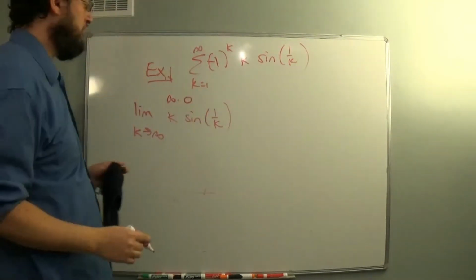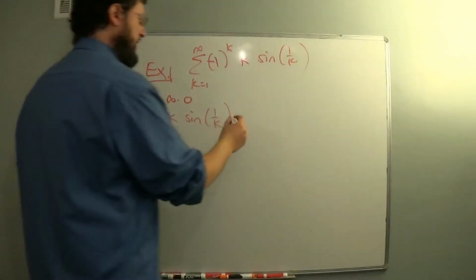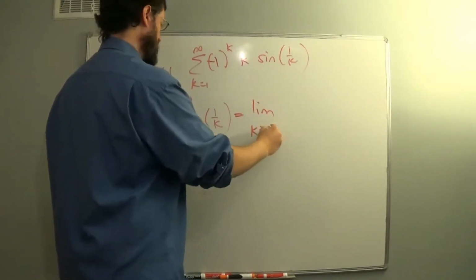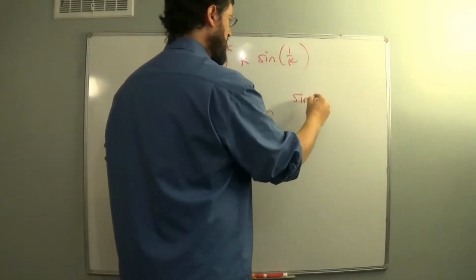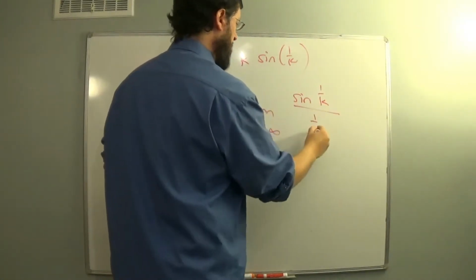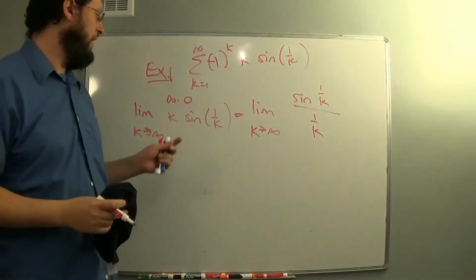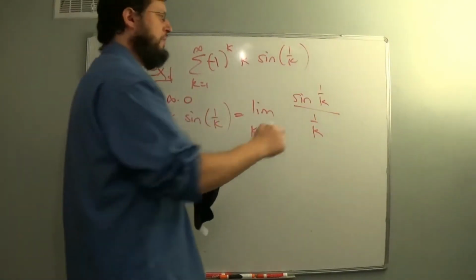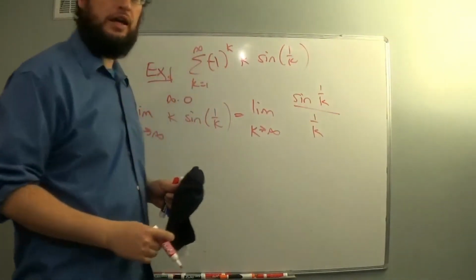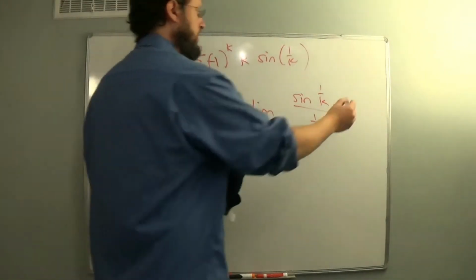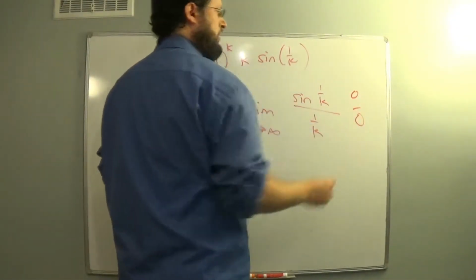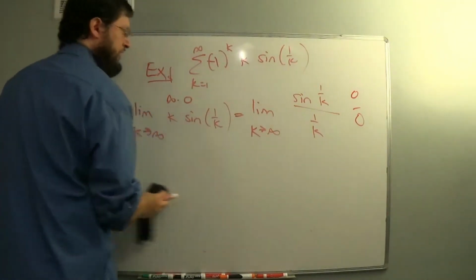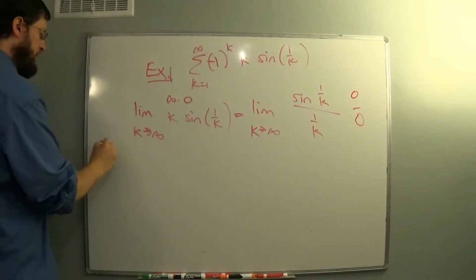And so we're going to need to use our L'Hopital's rule again. So let's rewrite that as the limit as k goes to infinity of sine of 1 over k over 1 over k. That's our favorite way of rewriting this. We'll bring the k down to the denominator. By doing so, this becomes sine of 0, and sine of 0 is 0, and 1 over infinity is 0. And so this is 0 over 0, and we can apply L'Hopital.